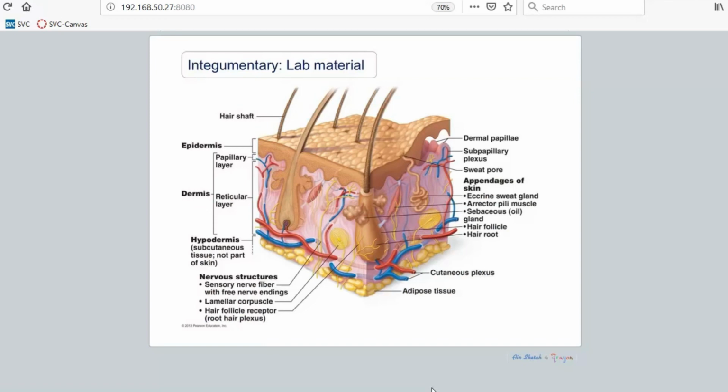Okay, and then lastly, this diagram here is very similar to the integumentary model we have in the lab, and so I want you to use this as a guide to that model. You can identify the different layers, which you'll need to do on the lab exam, and then you have all these things in there. You have your hair follicles, your eccrine glands, your sebaceous oil glands, your dermal papilla, all sorts of stuff in there that you need to recognize and know for the lab exam.